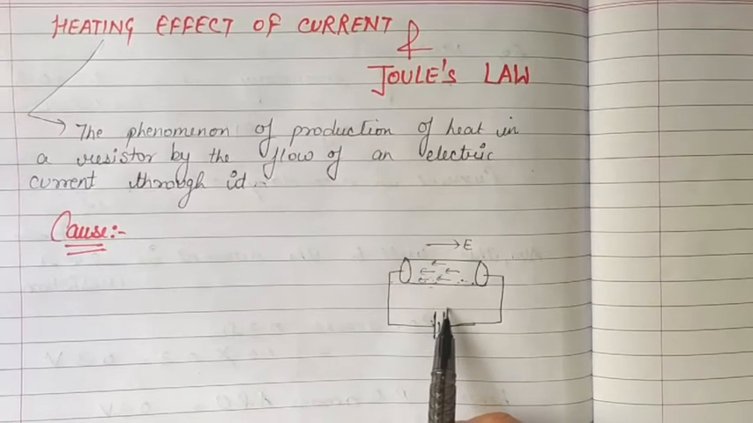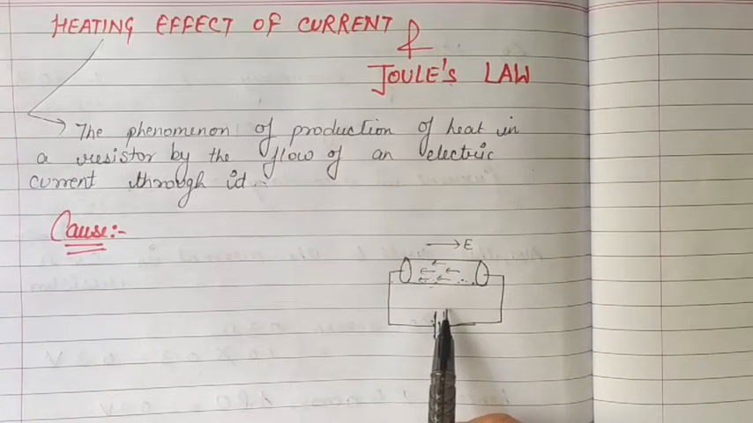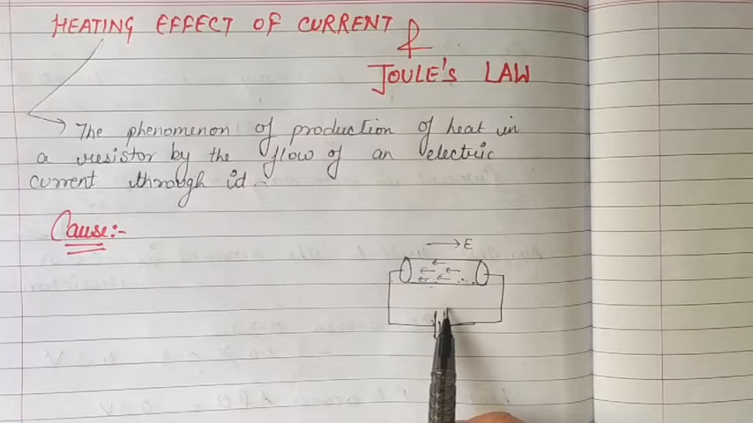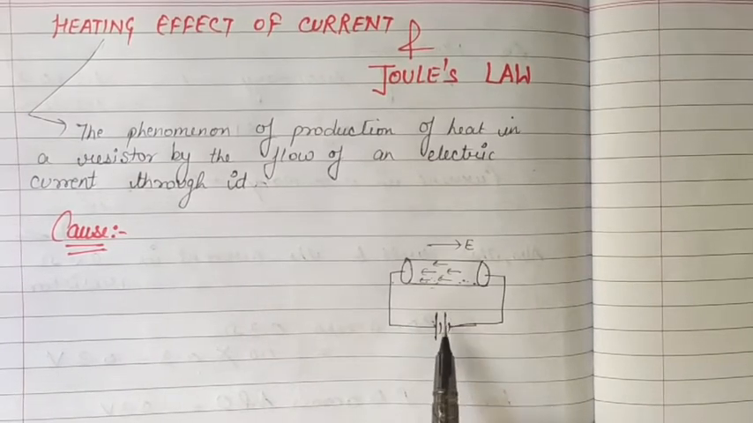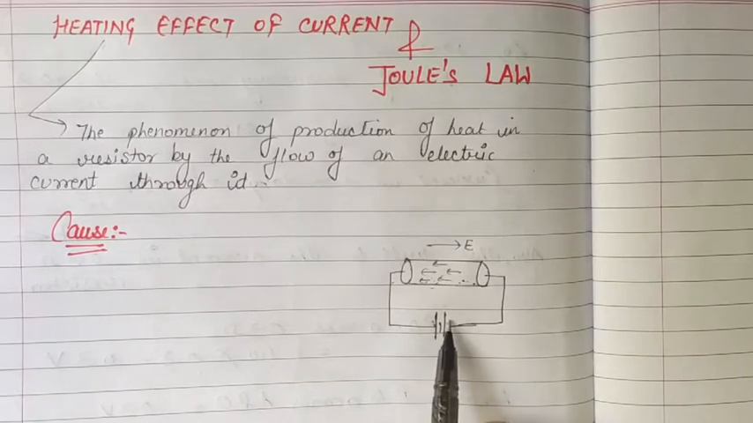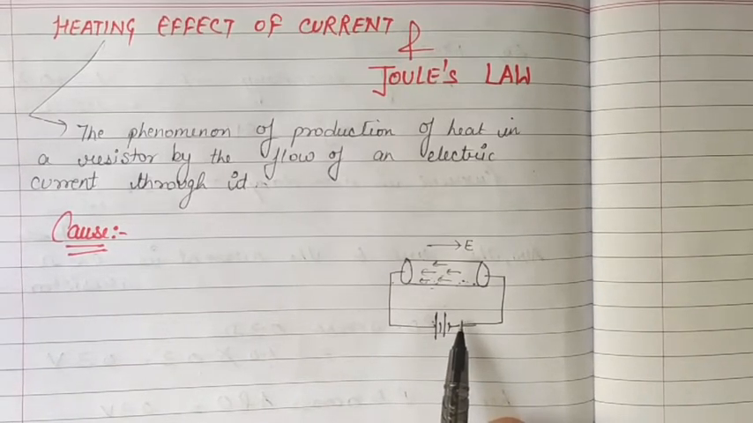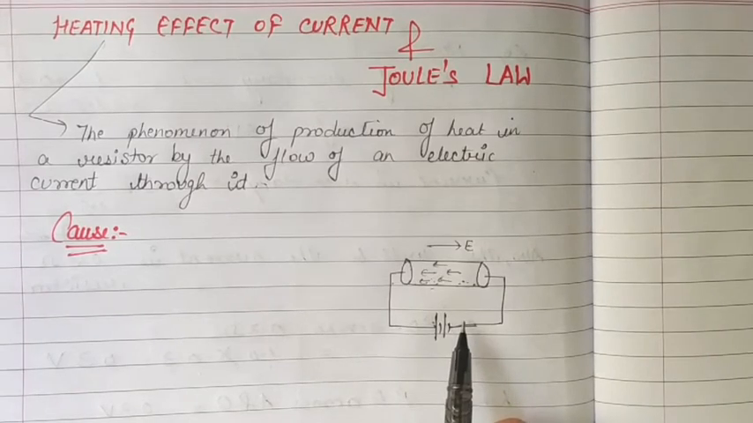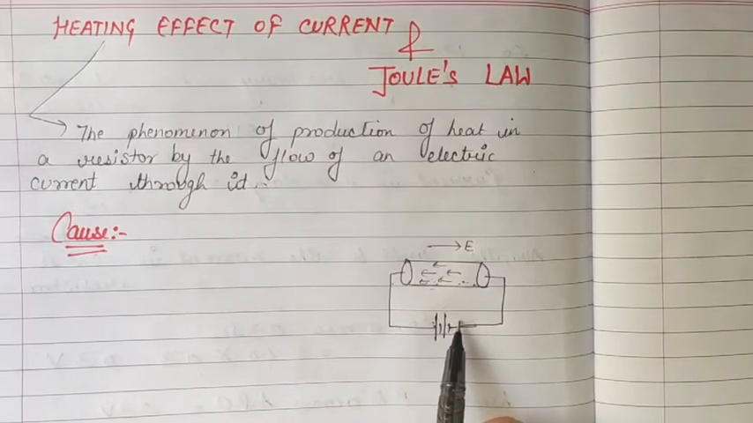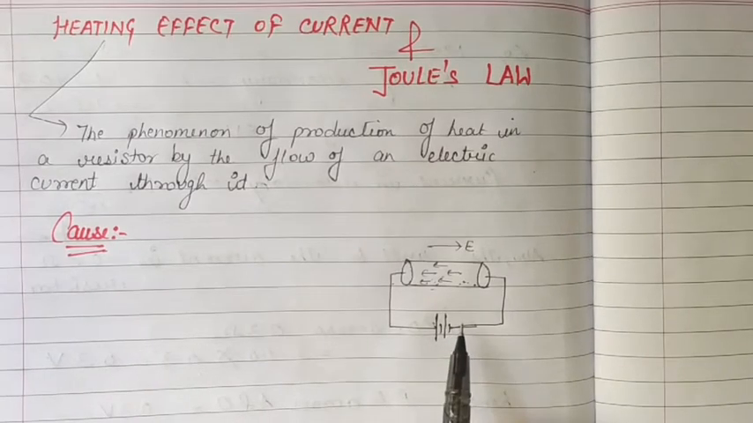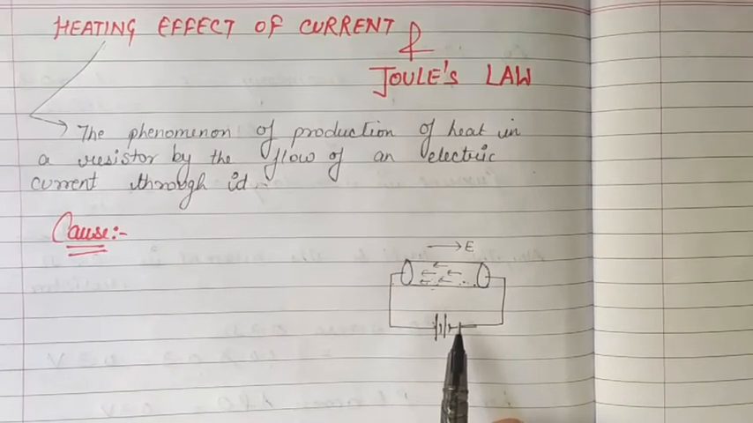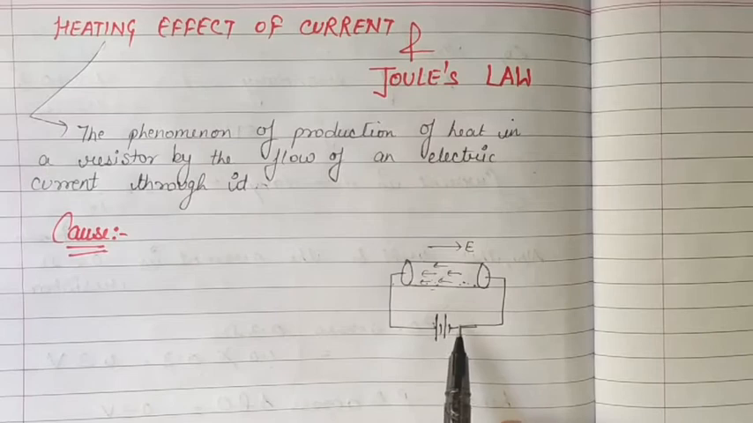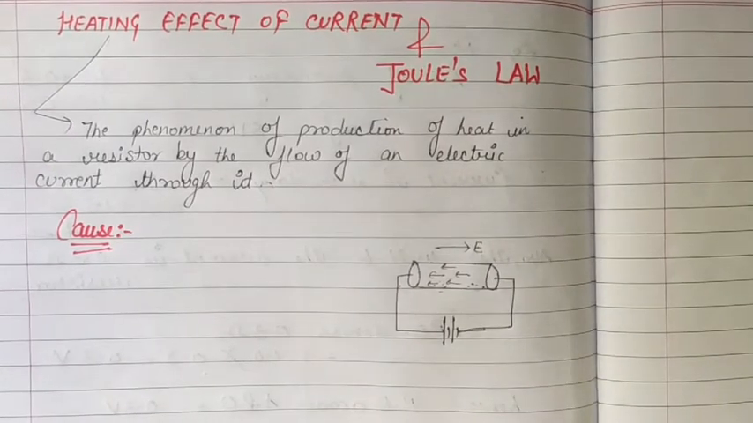Now this increase in the kinetic energy of the ions causes the increase in the temperature of the conductor, and because of this increase in temperature, the conductor gets heated up because of the flow of current, because the charges that are flowing caused this whole process. So the electrical energy supplied by the source of EMF, or we can say the current flowing through the conductor, is converted into heat. So how can we write the cause in points?